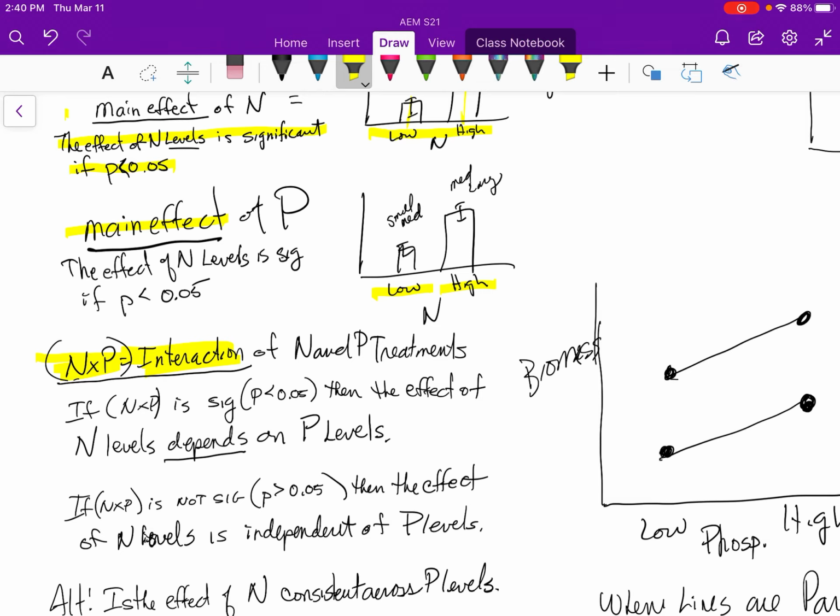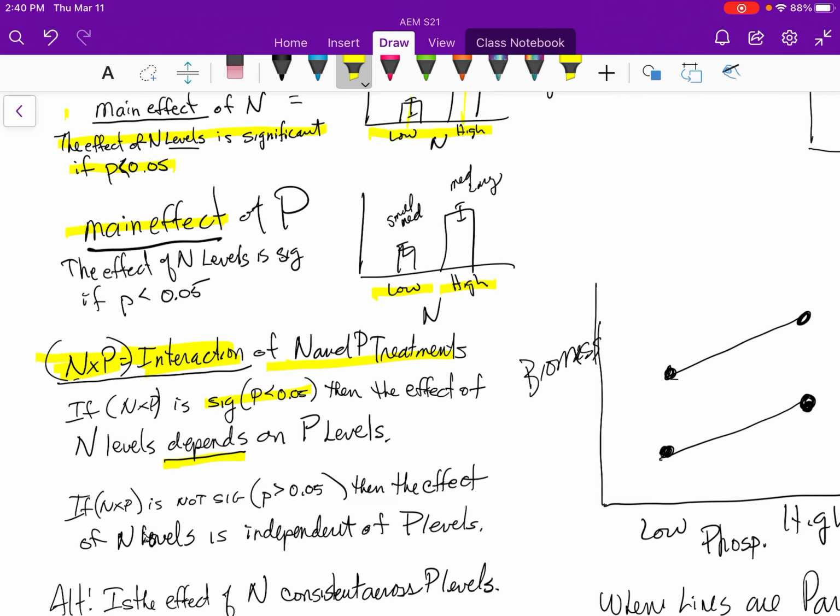So the interaction of nitrogen and phosphorus treatments: if the nitrogen by phosphorus interaction is significant, and that is that P is less than 0.05, then the effect of the nitrogen levels will depend on the phosphorus levels. Very important language that I'm using. The word depend is really important. If the interaction is not significant, meaning that P is greater than 0.05, then the effect of nitrogen levels is independent of phosphorus levels.